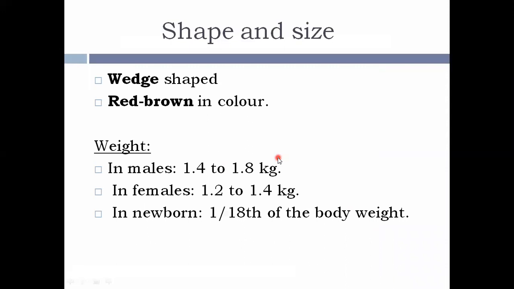We'll see the shape and size of the liver. The liver is wedge-shaped and it is red-brown in color. What about the weight? The liver is around 1.4 to 1.8 kg in males and it weighs around 1.2 to 1.4 kg in females. In newborns, it's around 1/18th of the body weight of the newborn.